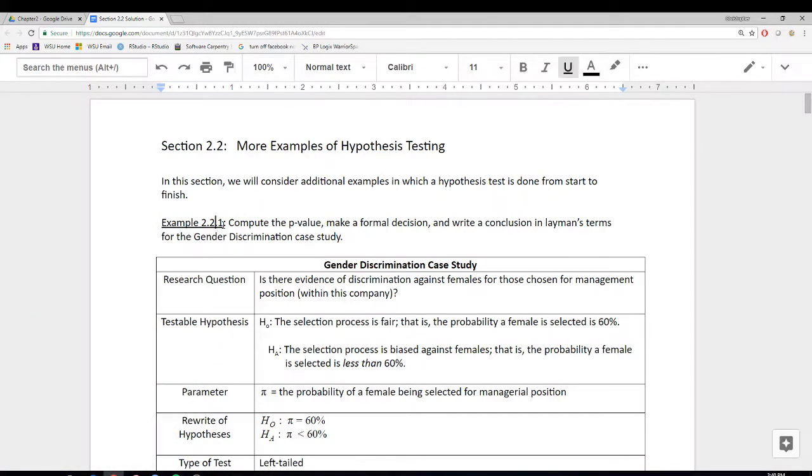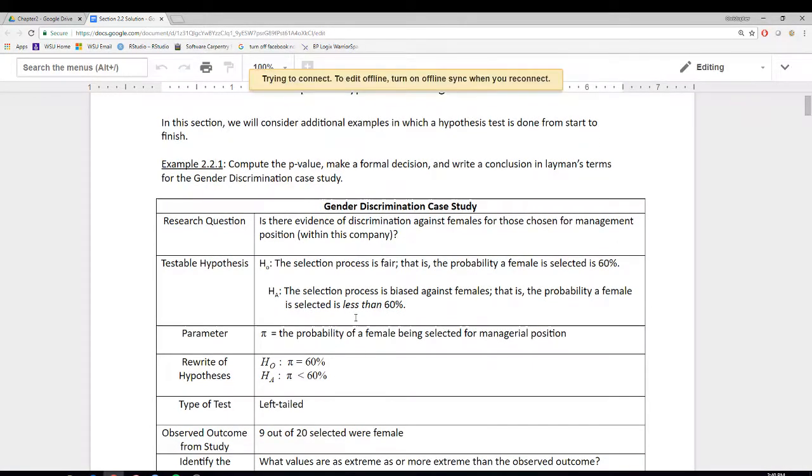The first example that we're going to look at in this section is the gender discrimination example that we've talked about previously. The research question for the gender discrimination case was again, is there evidence of discrimination against females for those chosen for a management position within this company?